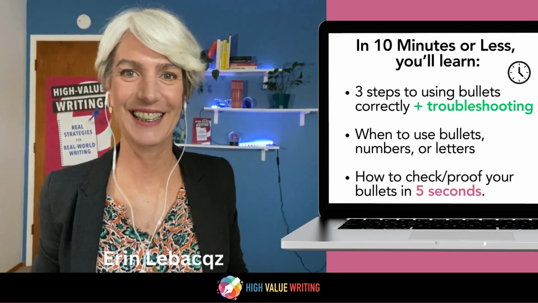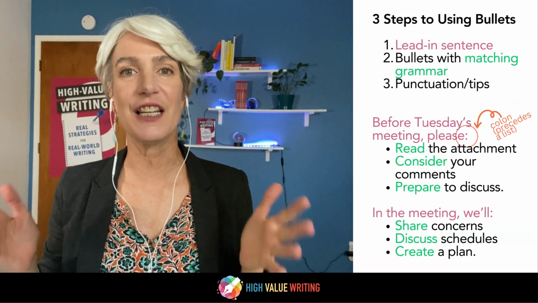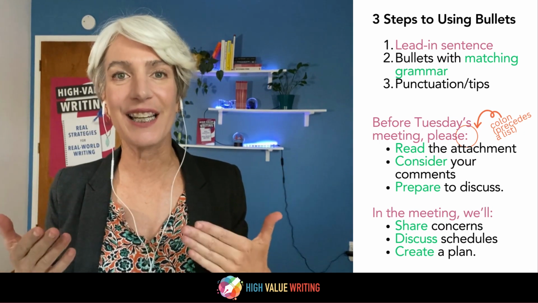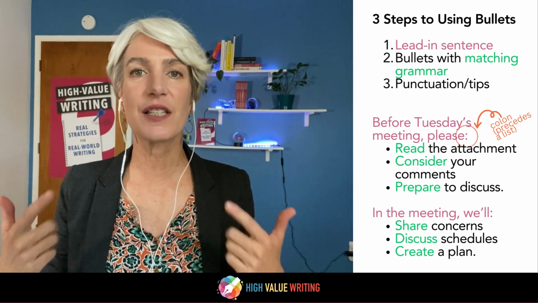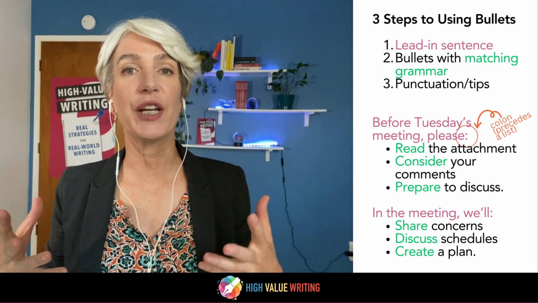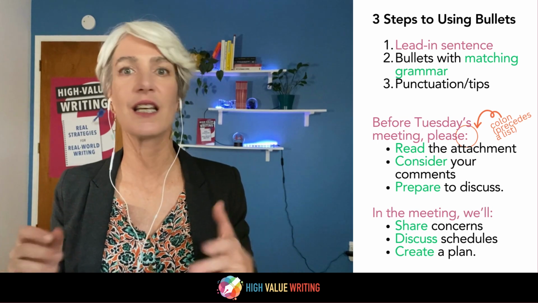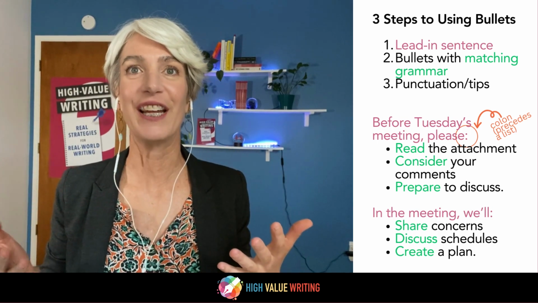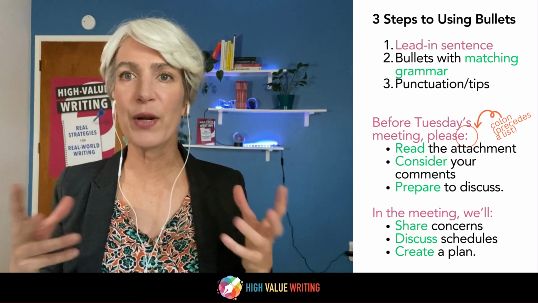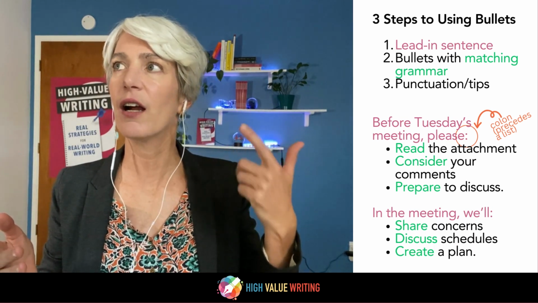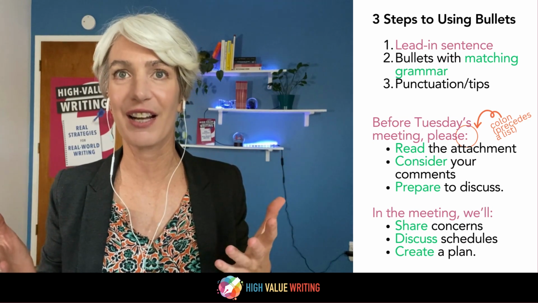Let's get started. Writing bullets that are clear and easy for your reader only requires 3 things. First, we need a lead-in sentence that sets the situation up, gets the reader ready for the bullets. Basically, the point of the lead-in sentence is, hey, here comes some bullets, right? I could say something like, when we go camping, please bring. You're already kind of like, all right, tent, food, that kind of thing.